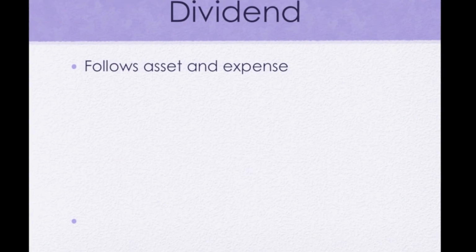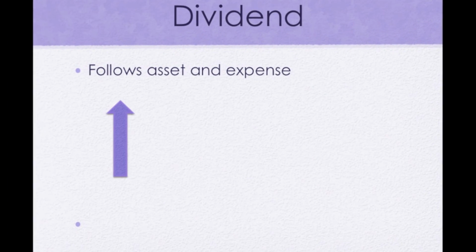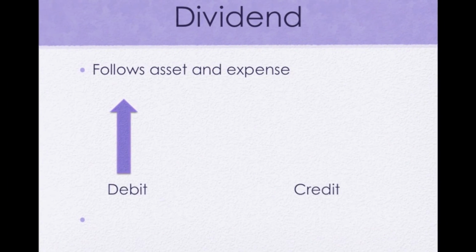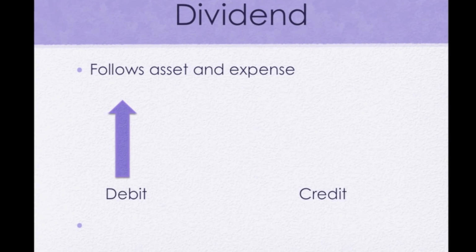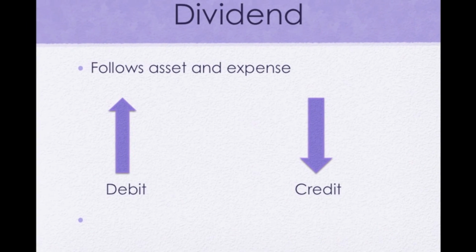Dividend. It follows the rule of asset and expense. If dividend increases, it will be recorded in debit. But if it decreases, it's recorded in credit.